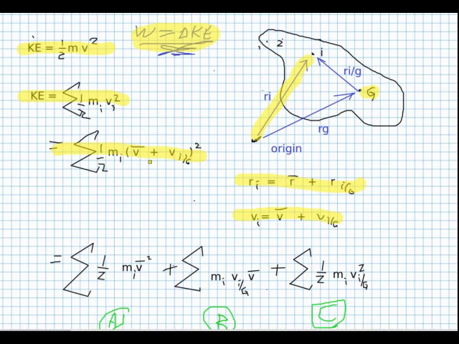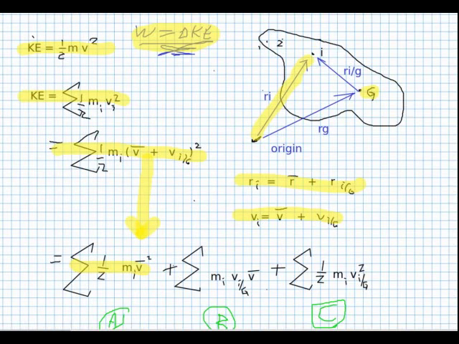I can then expand out that multiplication, and we get 3 terms. Notice the middle term doesn't have a 1/2 because you'd have the 2 times v bar times v_i relative to G, and then the 1/2 would cancel out. So I've got these 3 terms. To see what these 3 terms give us, I want to look at each term separately. So let's start by looking at term A.